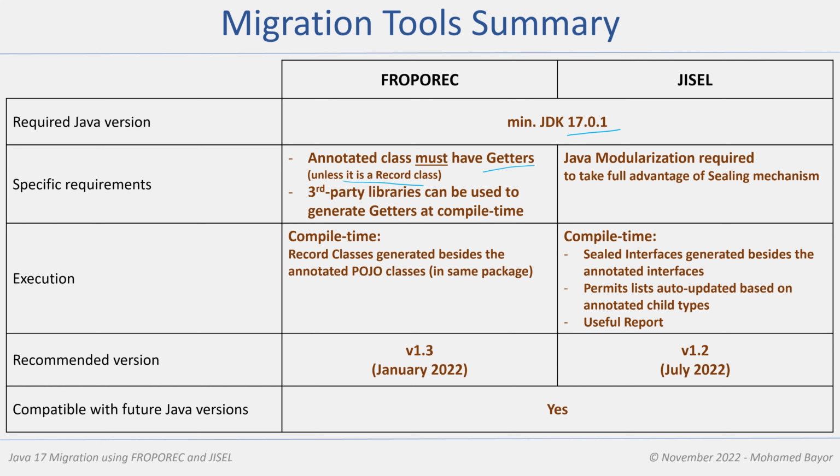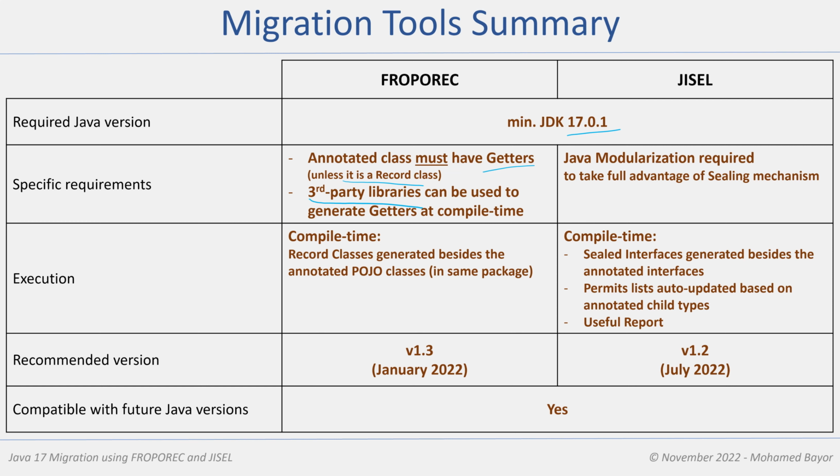Also, nowadays, we have many popular third-party libraries such as Lombok, which can generate the getters and setters without the developer having to write them all manually. It's absolutely fine to use those libraries besides Froporec. They integrate very well without any problem.